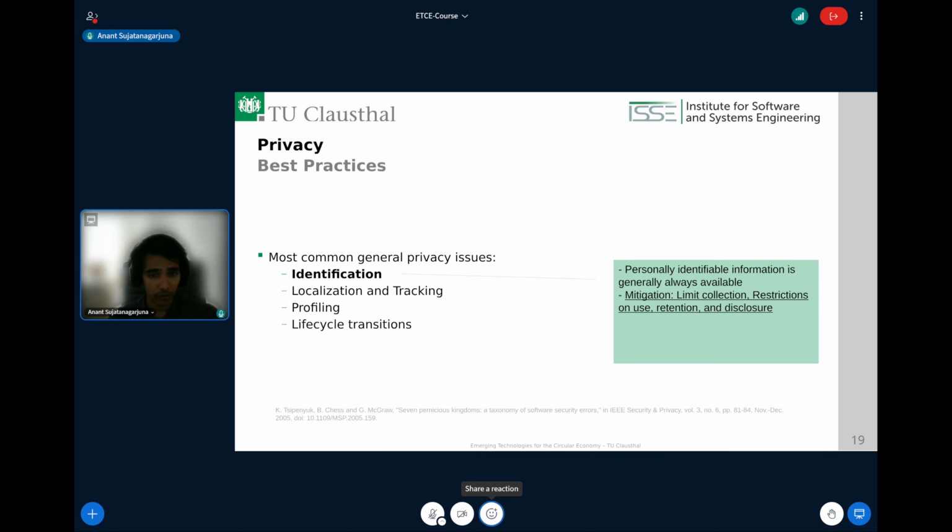So now we go into some general privacy issues and the best practices for how we can mitigate them. These are four very general ones. There are obviously many others, including many for security, which we haven't mentioned before. So these are the most notable ones that we're going to talk about here. The first one, identification.